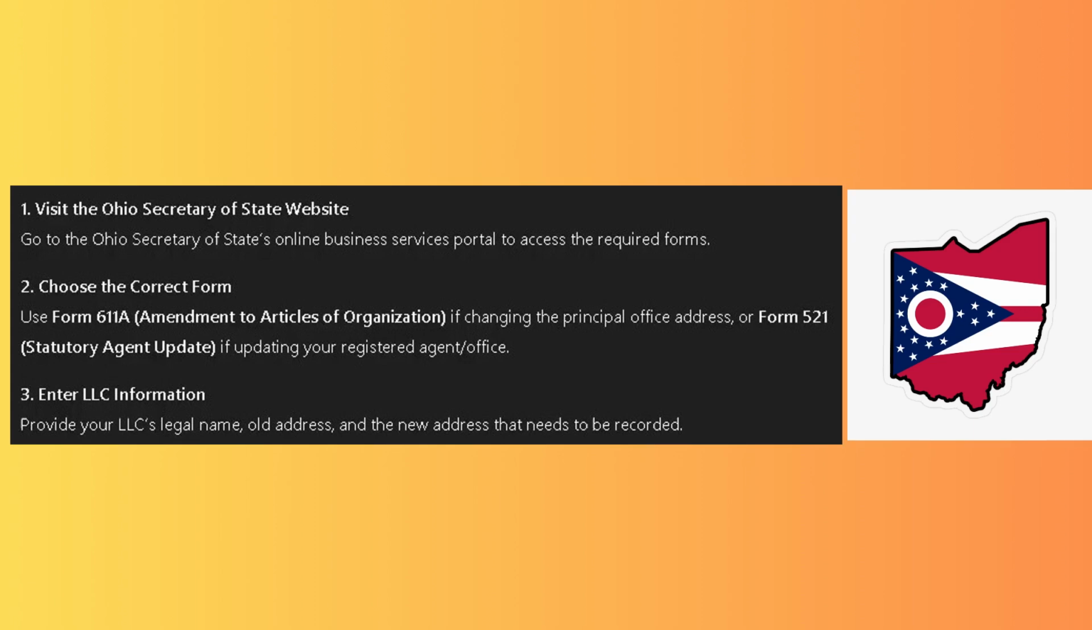Visit the Ohio Secretary of State website and choose the correct form. Use form 611A, the Amendment to Articles of Organization, if you're changing the principal office, or form 521, Statutory Agent Update, if you're updating a registered agent or office. Enter your LLC information. Provide your LLC's legal name, old address, and new address that need to be recorded.